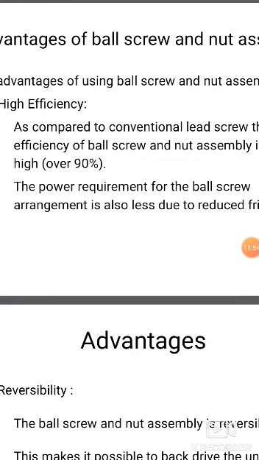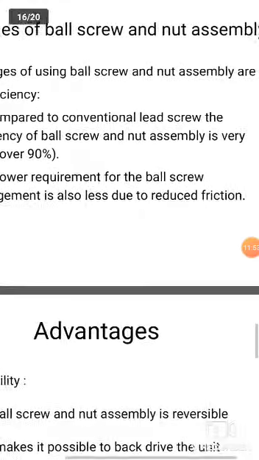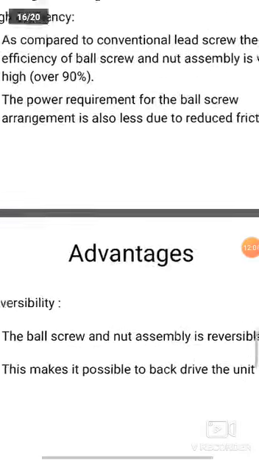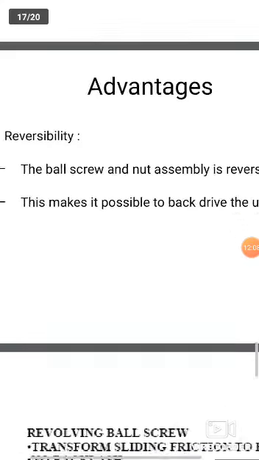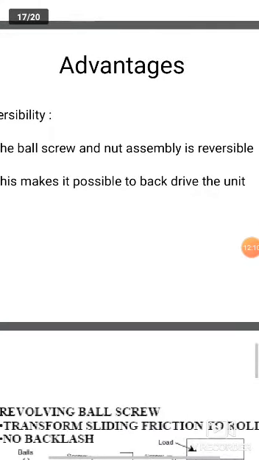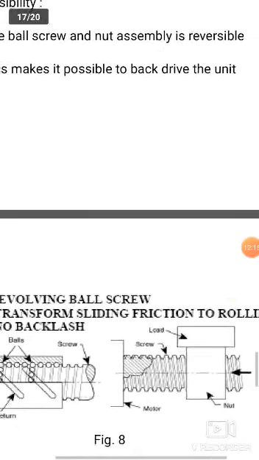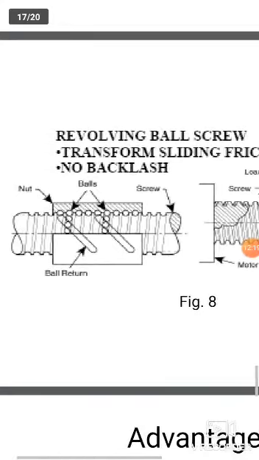The power requirement for the ball screw arrangement is also less due to reduced friction. So the power required for this assembly is also very less. Reversibility: the ball screw and nut assembly is reversible. This makes it possible to back drive the nut. So this is a reversible ball screw.